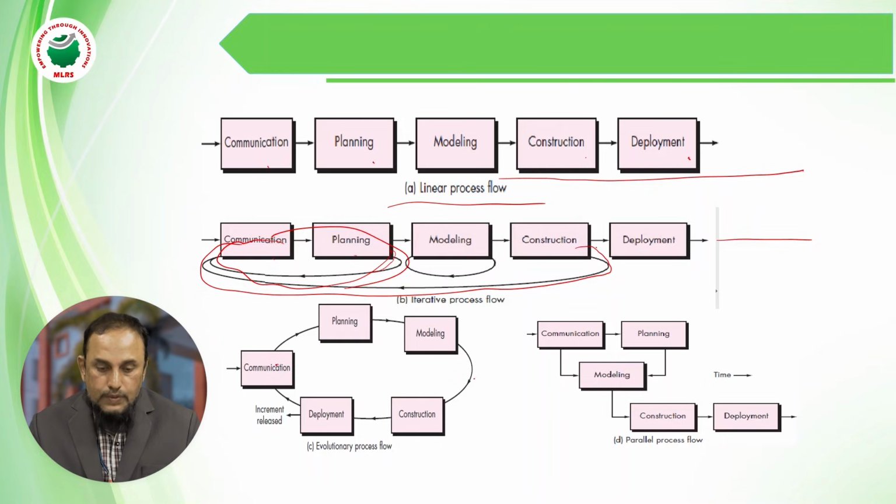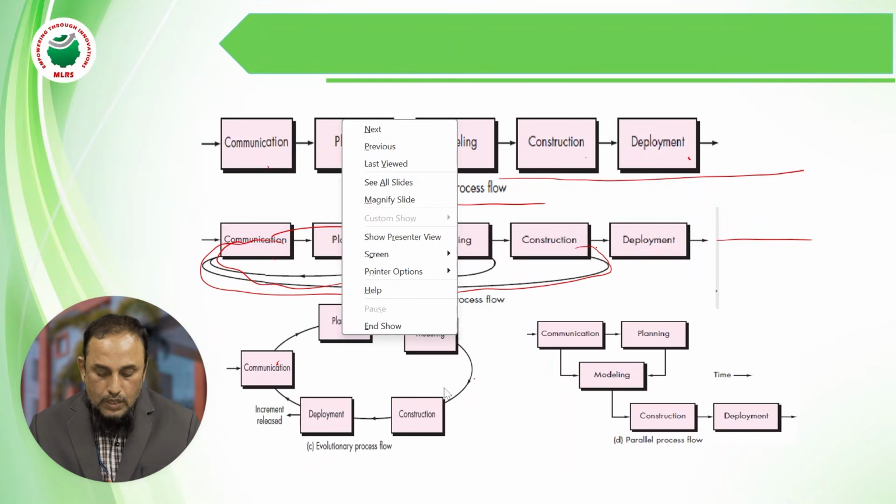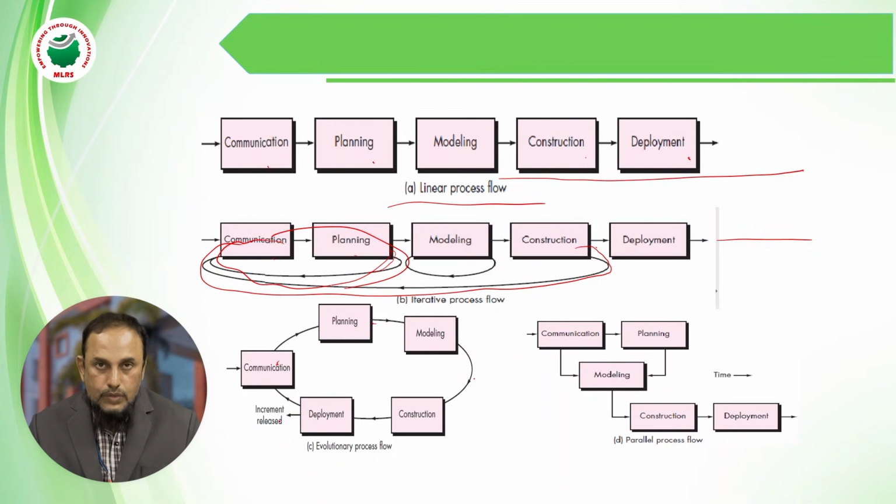See, after communication it goes to planning. After planning it goes to modeling. After modeling it goes to construction. Then after it goes to deployment, again it comes to communication. We'll discuss in detail, coming to the process models one by one. This is the basic concept of how the process is flowing. I'm showing it with the help of the diagram.